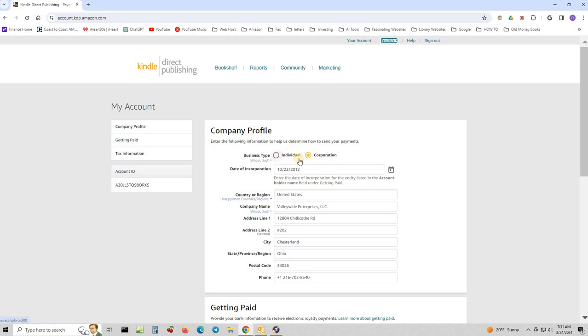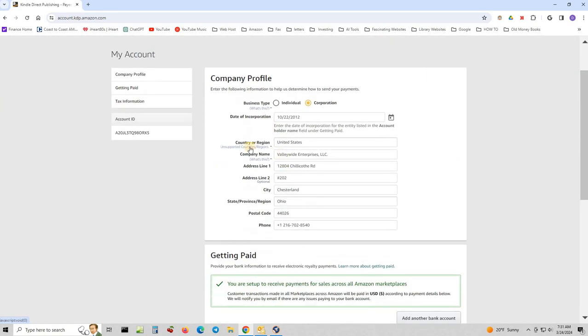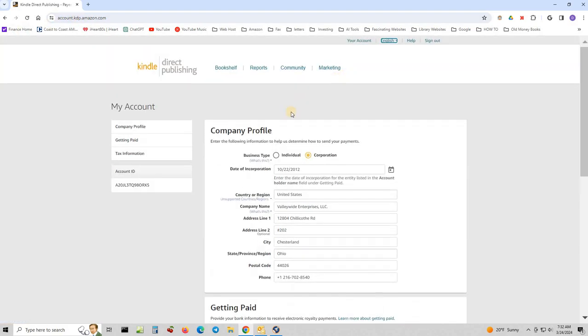Or you could just make a personal account and avoid some of the stuff here. But I always recommend the LLC way because you can get sued writing books. If you don't have the proper disclaimers in your books, you can get sued. Happens all the time.